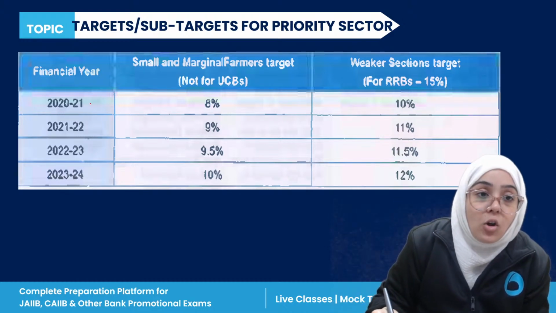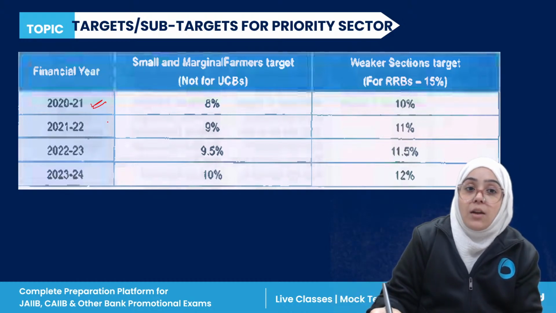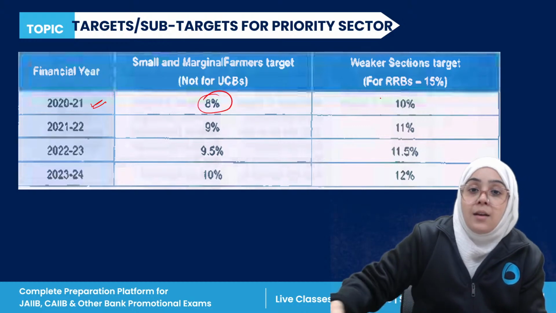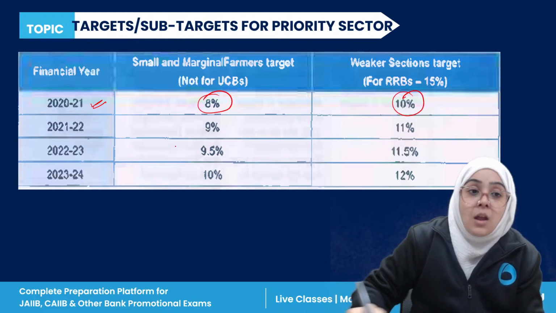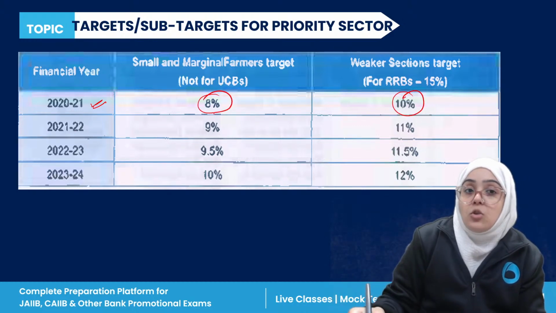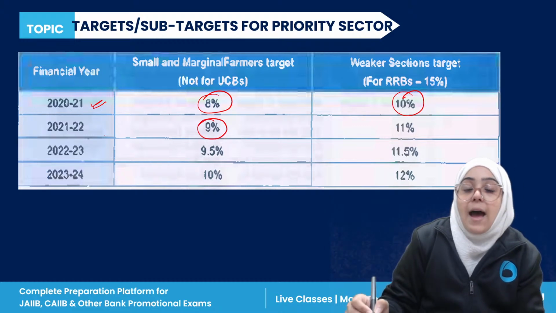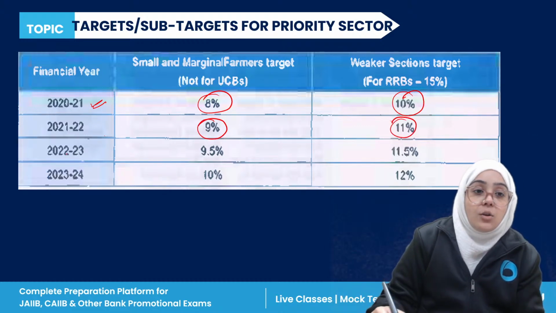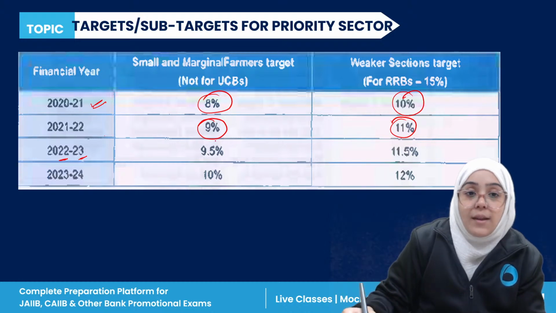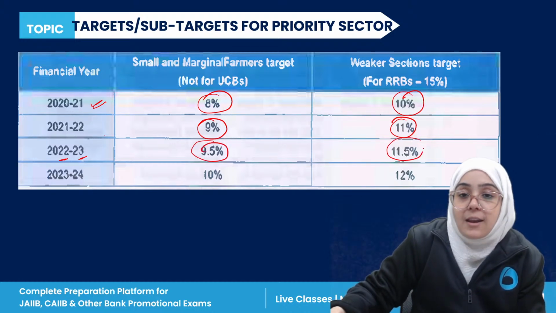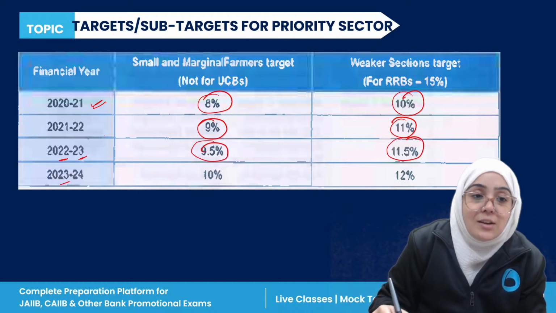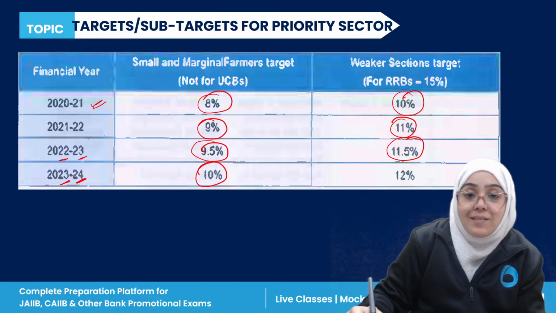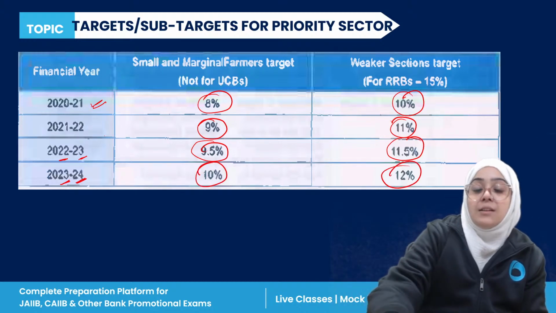Now, if we talk about the updated year-wise target that has been given to the priority sector. First of all, if we talk about 2020 to 2021, 8% here and 10% here. 2021 to 2022, 9% small and marginal farmer target, 11% weaker section target. 2022 to 2023, 9.5% here and 11.5% here, and 2023 to 2024, 10% here and 12% here.